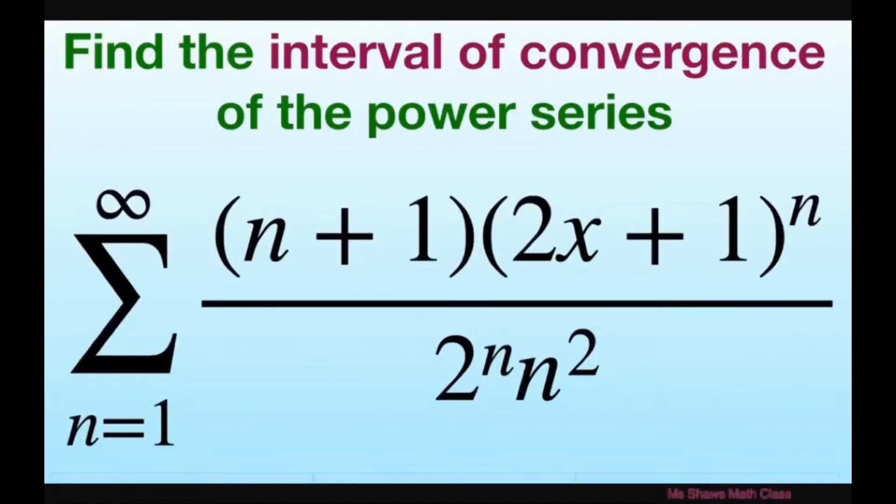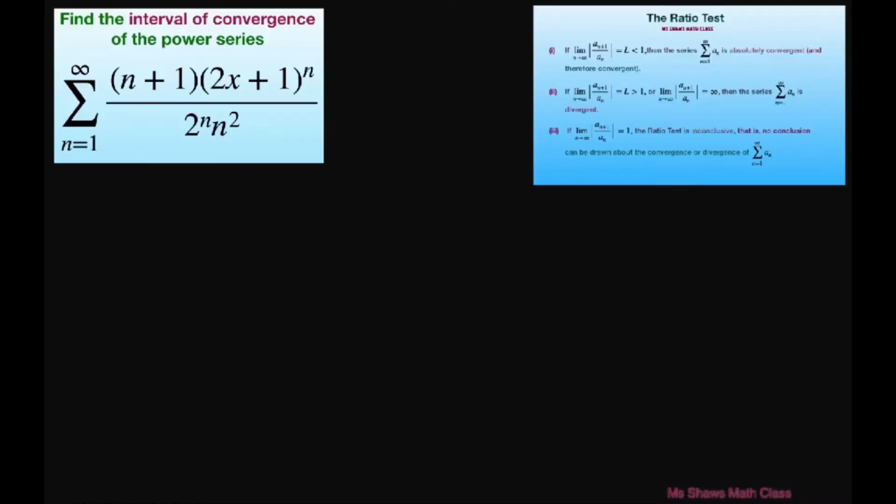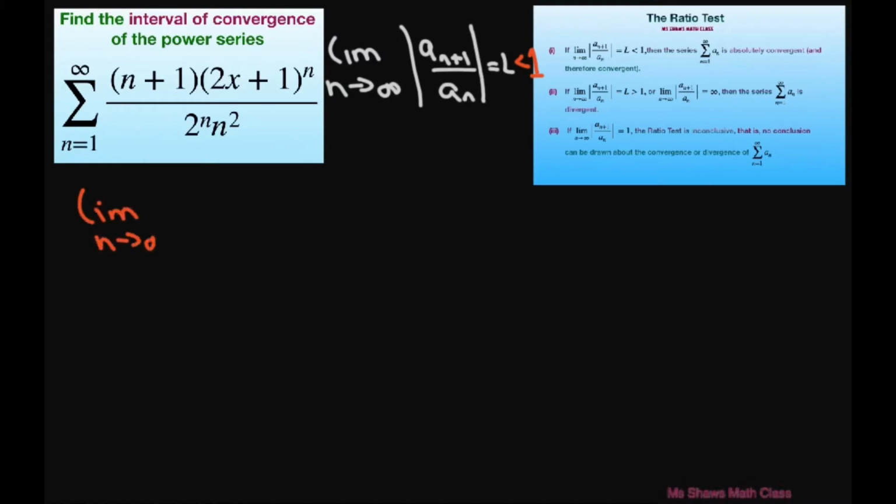Hey everyone, we're going to find the interval of convergence of the power series. So we're going to use the ratio test, whereby the limit as n approaches infinity of the absolute value of a sub n plus 1 divided by a sub n equals some limit, and we're going to force it to be less than 1. Alright, so substituting everything in, we're going to get the limit as n approaches infinity.